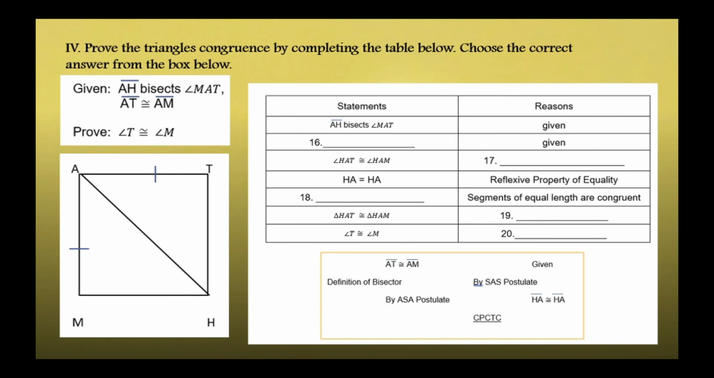So we already have the first statement, no? Segment AH bisects angle MAT. The reason is given. So for number 16, blank. So what do you think is the right answer? Again, just choose the answer in the box. And then number 17, the reason. And then number 18, the statement here. And then number 19 is the reason. And finally, number 20 is another reason. So, choose the answer in the box below.